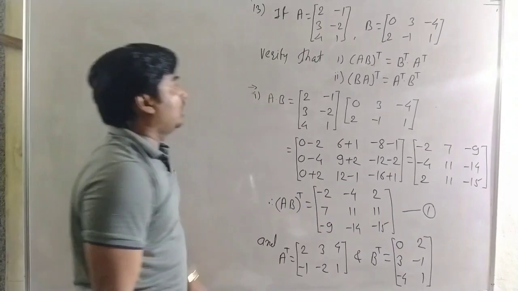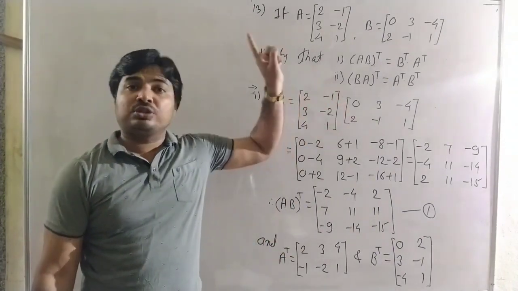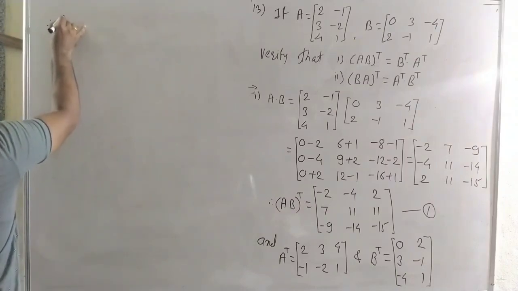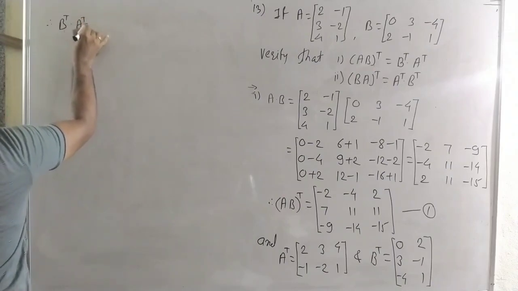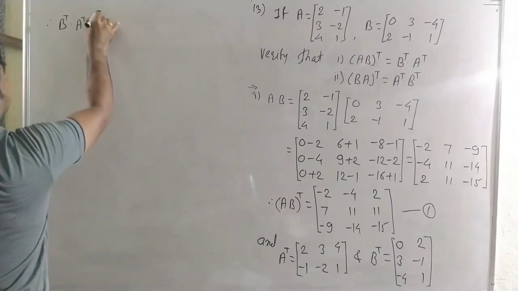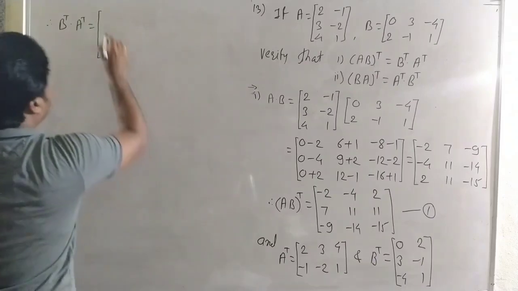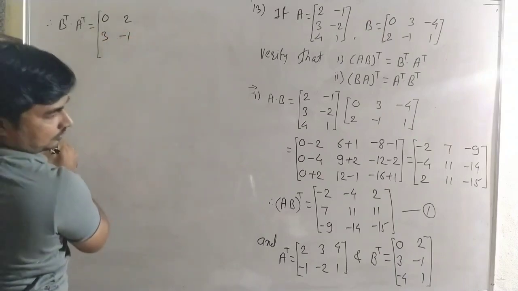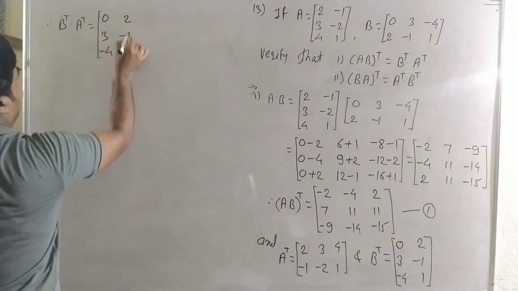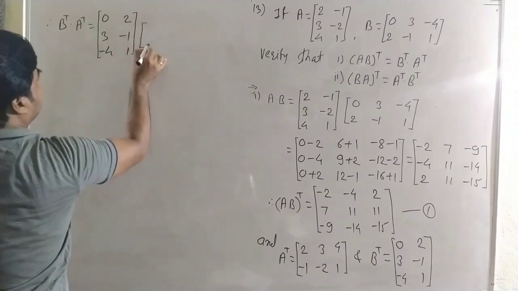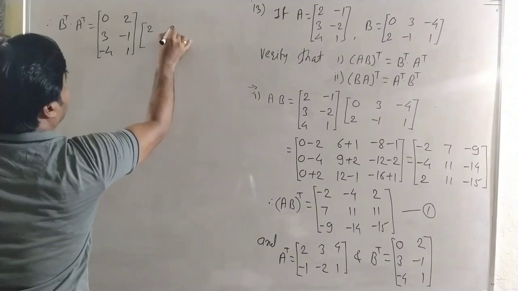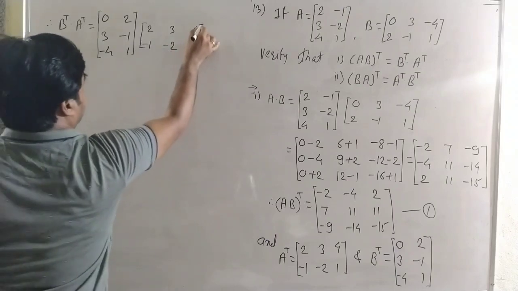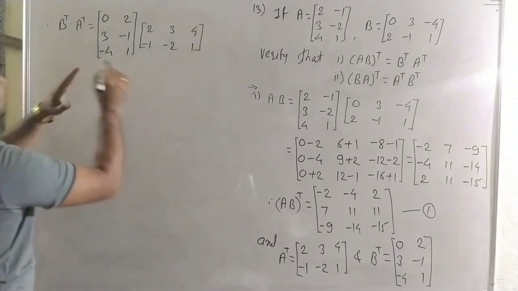It is B transpose. You have to multiply B transpose into A transpose. Therefore, B transpose into A transpose. First we write B transpose, it is 0, 2, 3, minus 1, and minus 4, 1, into A transpose, it is 2, 3, 4, minus 1, minus 2, 1. Okay, here it is A transpose. Now we multiply this.